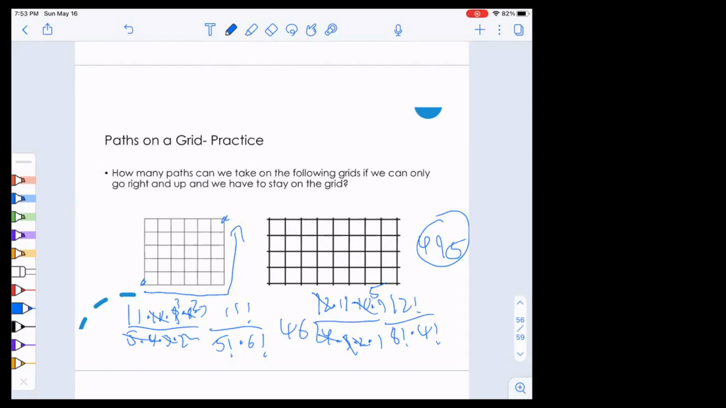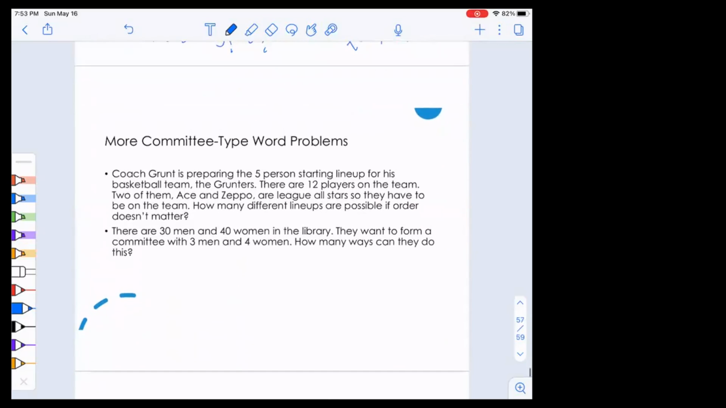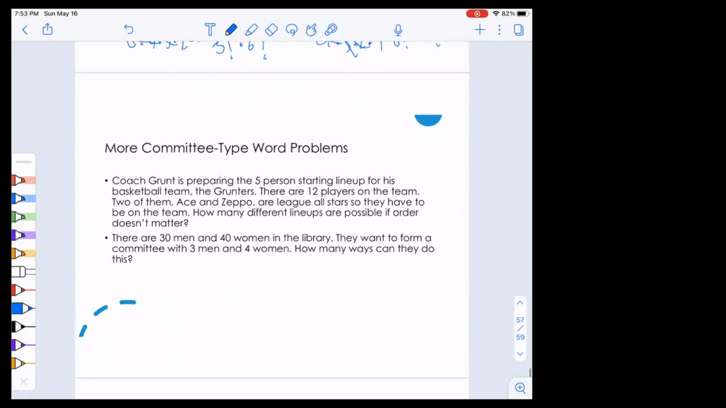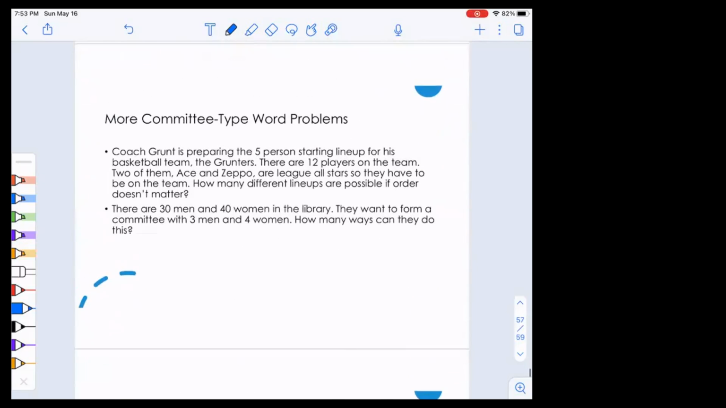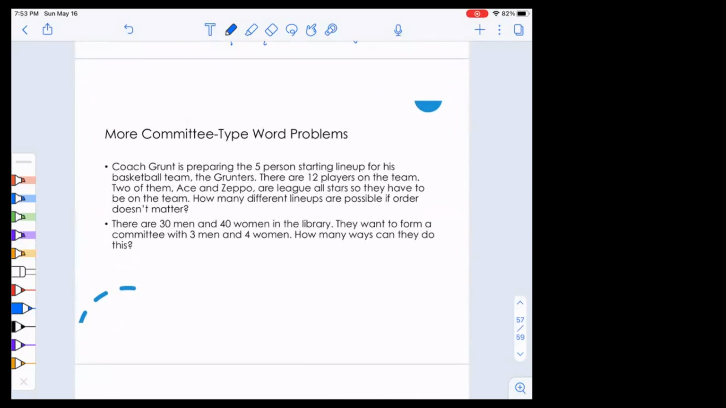And now I'm going to move to the next one. Actually, yeah. So more committee type word problems. This is going to be the last thing I'll have you guys do. These are basically just word problems, but with restrictions. What you do is you deal with the restrictions first, and then you calculate the rest of the stuff. So I'll just give you guys some time to do these, and if you don't get it, you can unmute or you can private chat me.